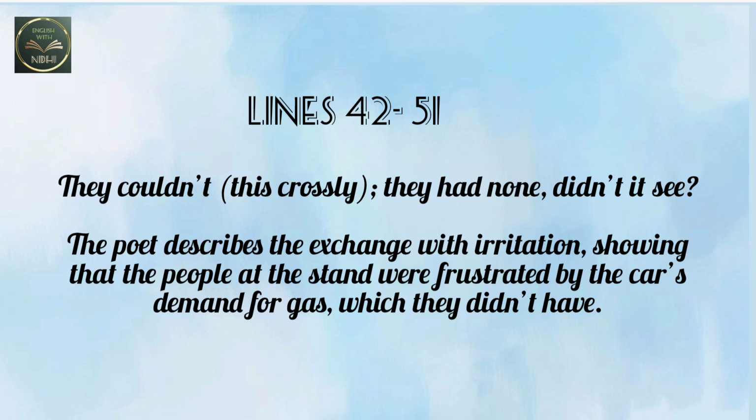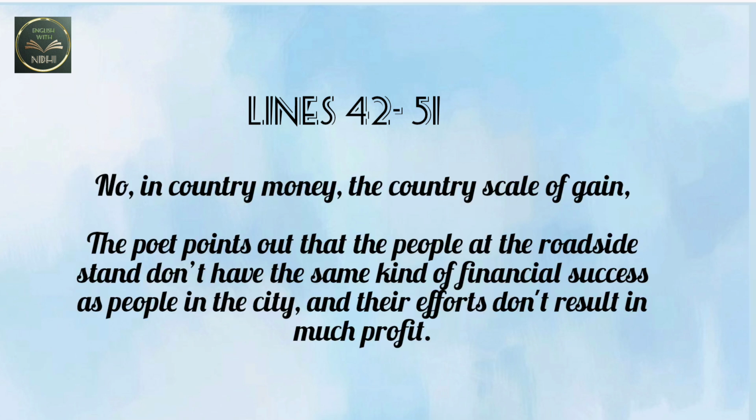Here, the poet describes the exchange with irritation, showing that the people at the stand were frustrated by the car's demands for gas, which they didn't have. Line 44. No. In country money, the country scale of gain. The poet points out that the people at the roadside stand don't have the same kind of financial success as people in the city, and their efforts don't result in much profit.